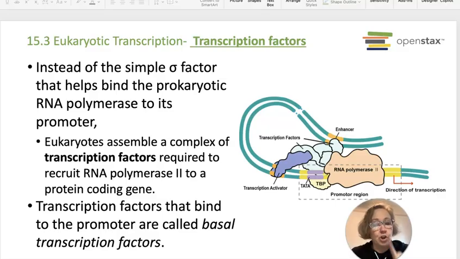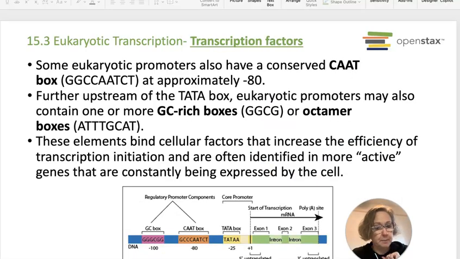Transcription factors are also called basal transcription factors when they finally bind to the promoter. Just another vocabulary point of fact. Some eukaryotic promoters also have a CAT box, GGCCAATCT, and that is approximately 80 nucleotides down. Further upstream from that is going to be a GC-rich box or an octamer box.